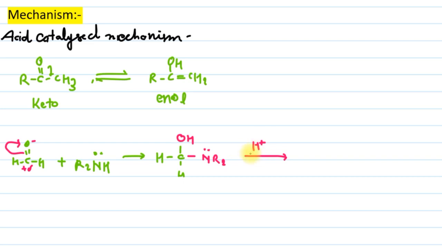Here acid acts as a catalyst, because this is the acid catalyzed mechanism. So here we will take acid and dehydrate, due to removal of an H2O molecule it gets converted into CH2 double bond NR2.